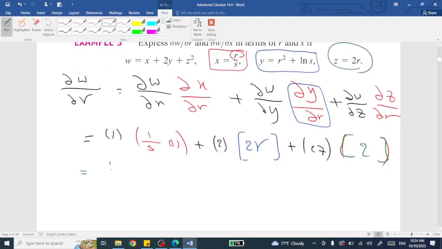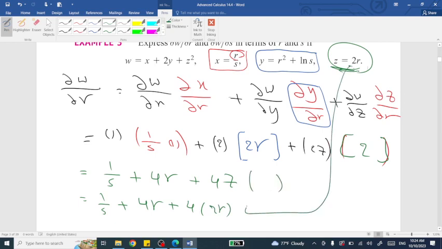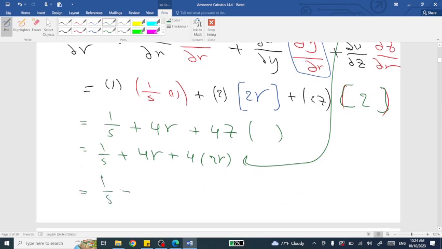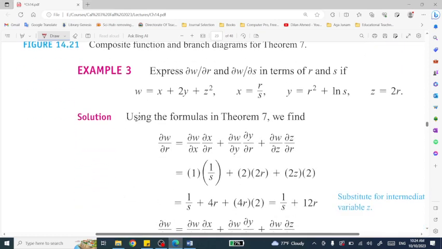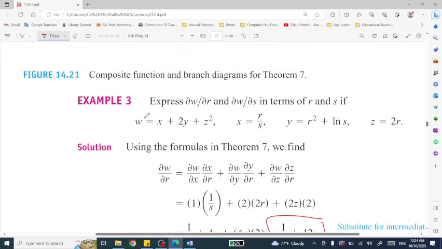I will get what? 1 over S plus 4R plus 4Z. Z is what? Am I right? Substituting, Z is 2R. So I'll get 8R plus 4R, 12R, 1 over S plus 12R. Do you agree with me? Do you have any problem? Okay, the same example.